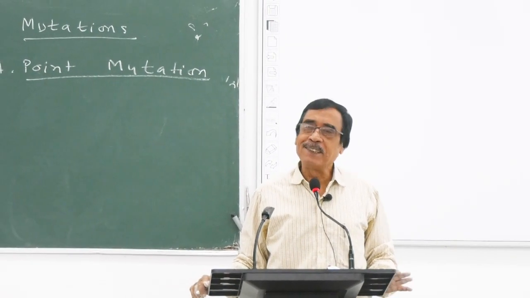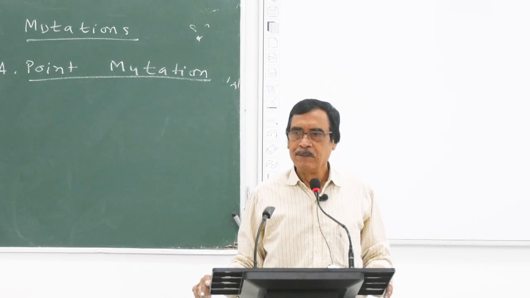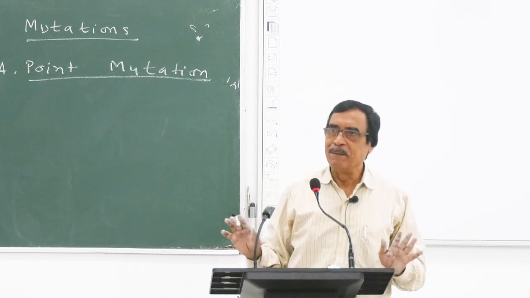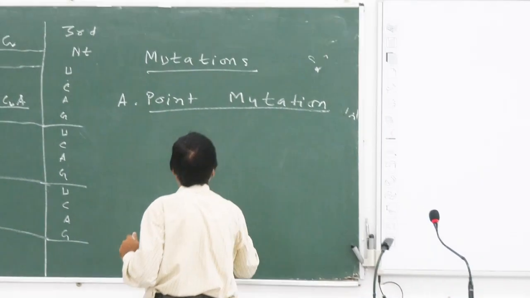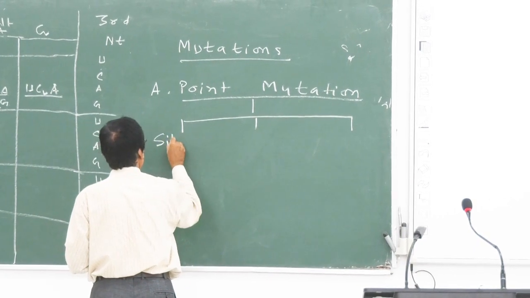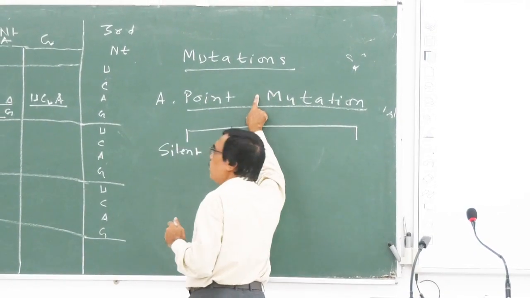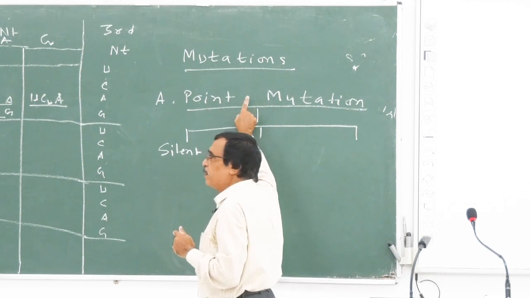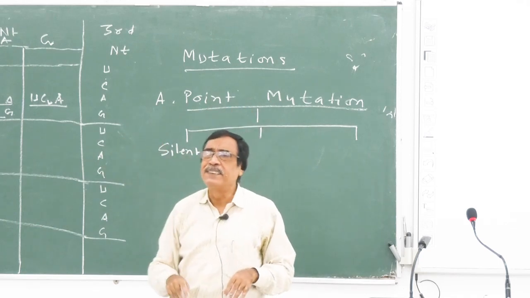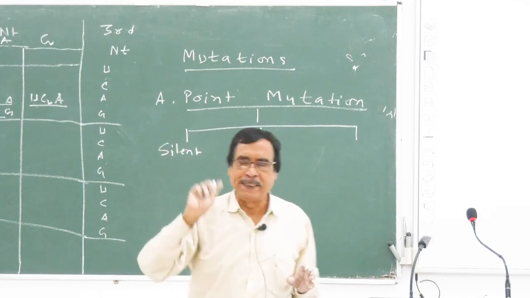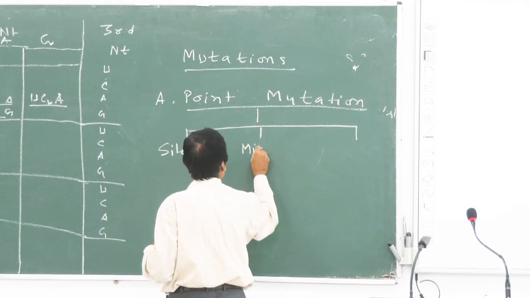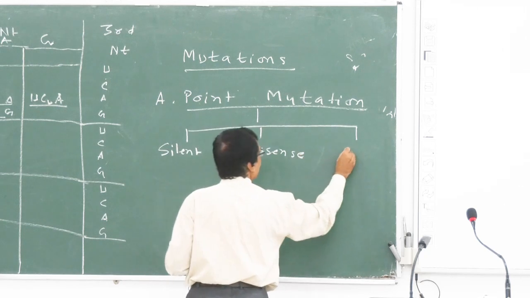One is the silent. One is the missense. One is the nonsense. And I am describing this. Definition of point mutation হচ্ছে চেঞ্জ ইন দ্য ডিএনএ সিকোয়েন্স, পয়েন্ট মিউটেশনের ডেফিনিশন হচ্ছে সিঙ্গেল চেঞ্জ অফ সিঙ্গেল নিউক্লিওটাইড। সাইলেন্ট, মিসসেন্স, ননসেন্স.